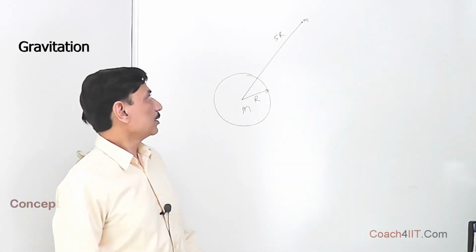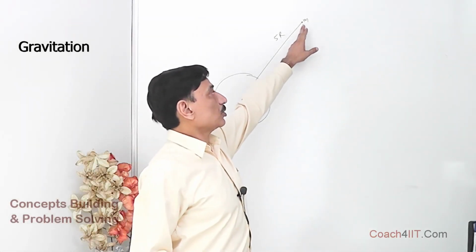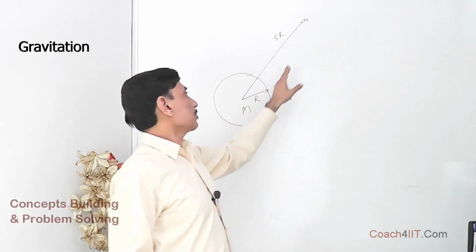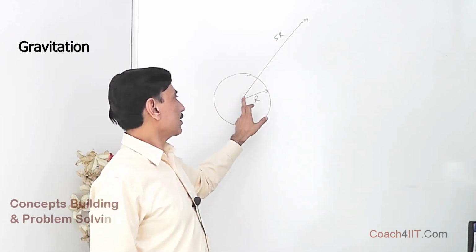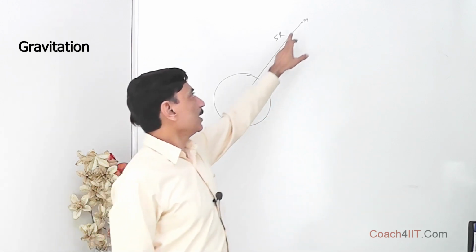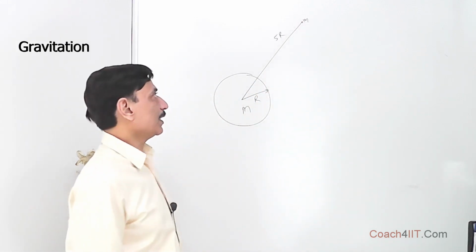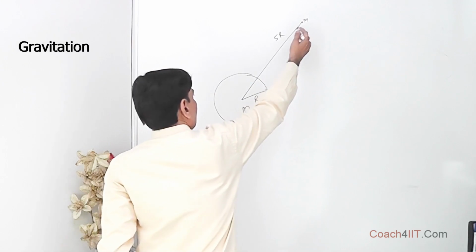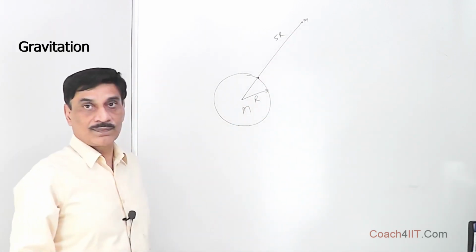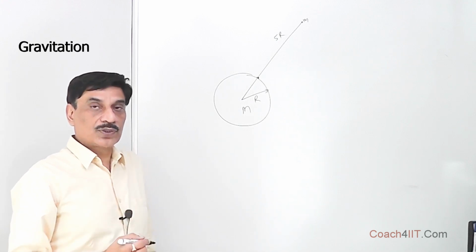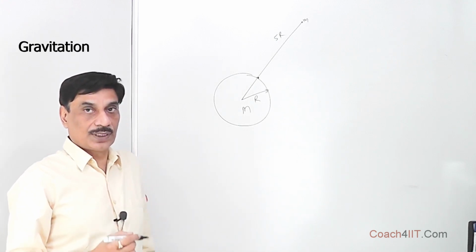We consider a mass m with velocity 0 which has been released at a distance 5r, where r is the radius of Earth. At a distance 5r from the center of Earth, it has been released. So obviously it will start accelerating towards Earth and it will strike Earth with some velocity. We are asked with what velocity this is going to strike the Earth's surface.